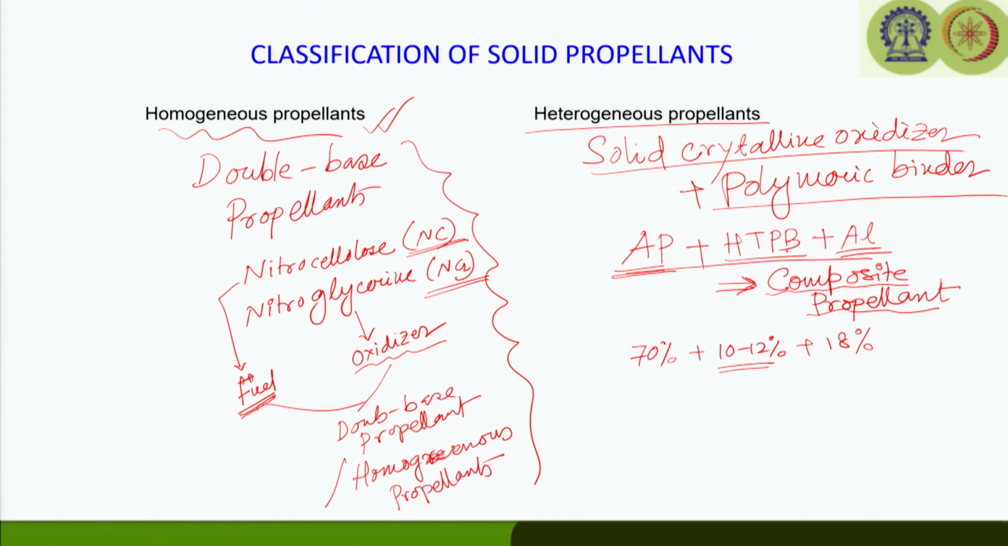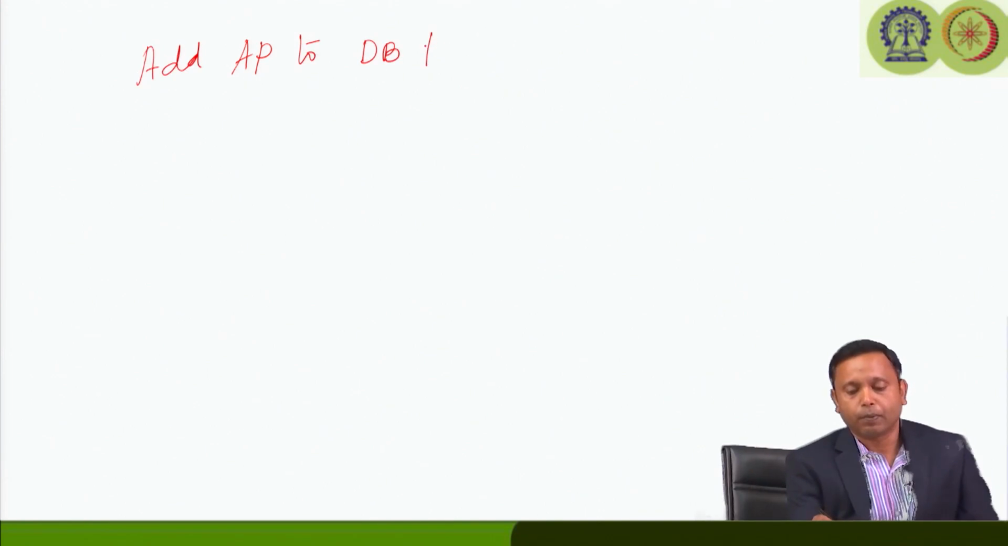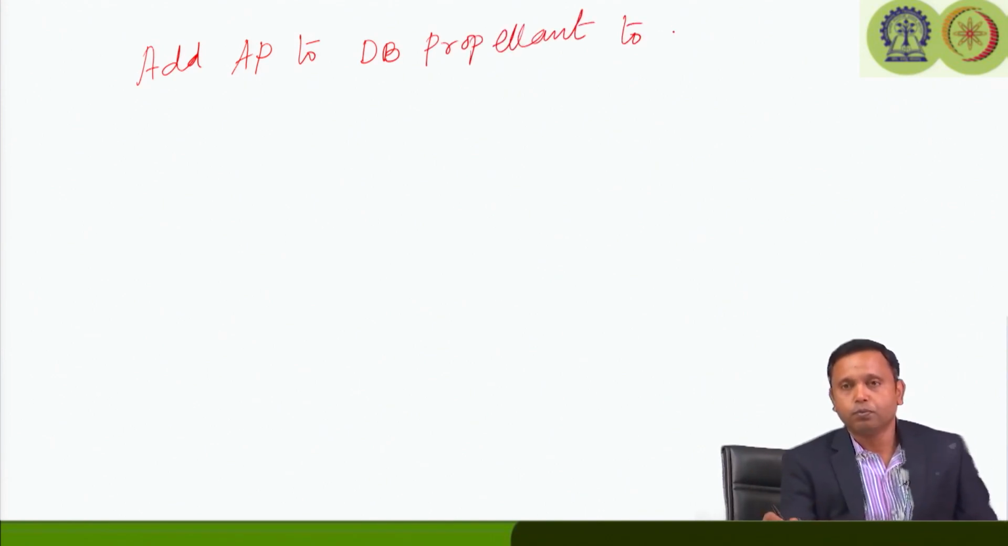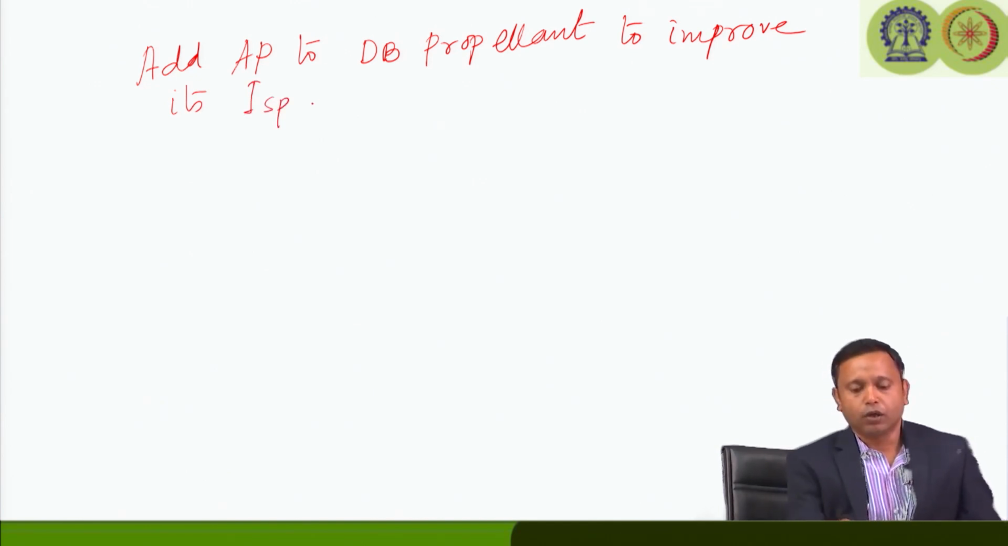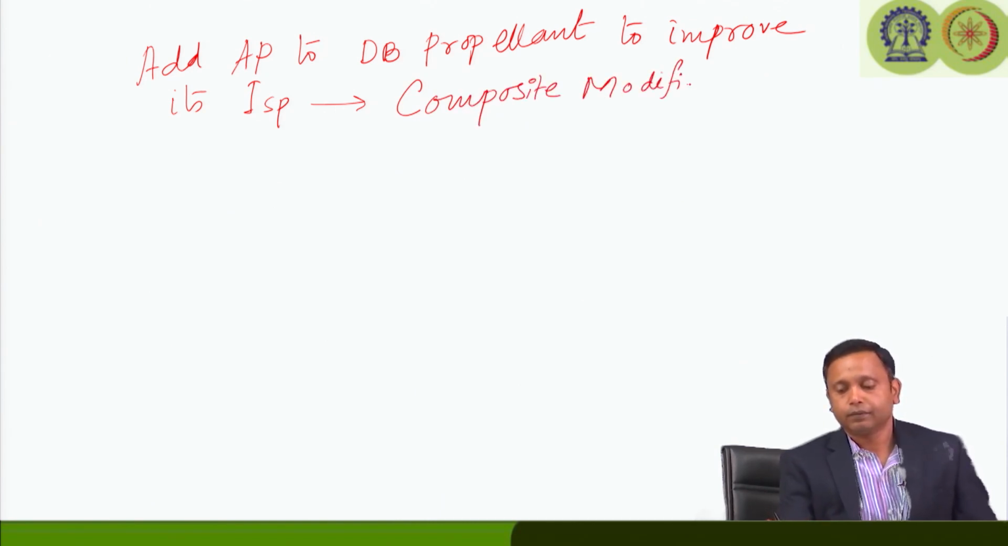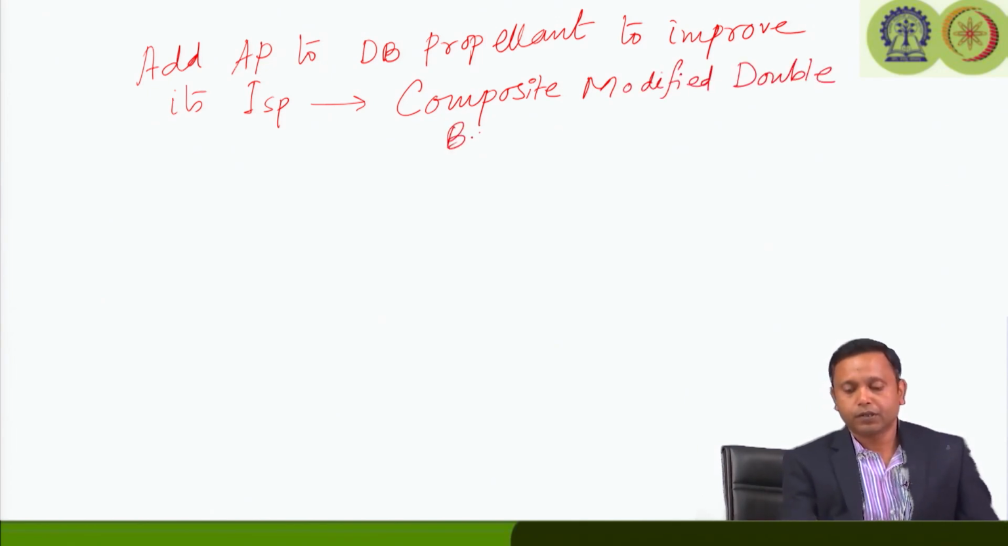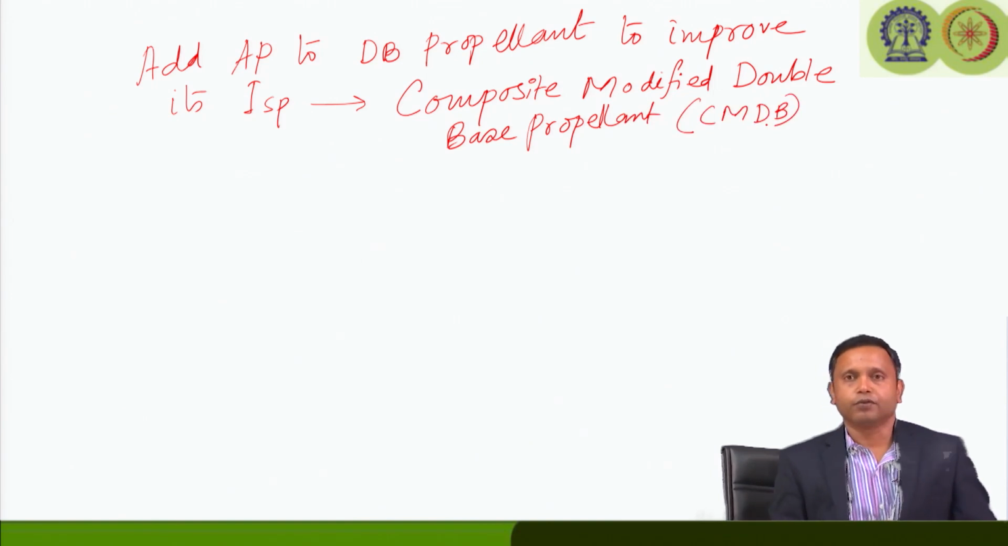Now, in order to improve the performance of the double base propellant, sometimes an additional amount of oxidizer is added. So, if we add AP to double base propellant to improve the performance, to improve the specific impulse, this is called composite modified double base propellant, or sometimes termed as CMDB, composite modified double base.